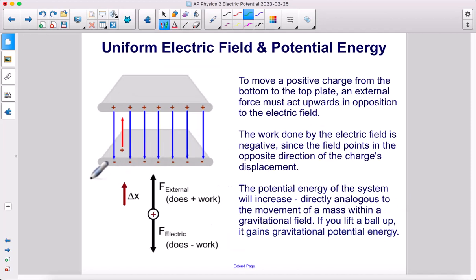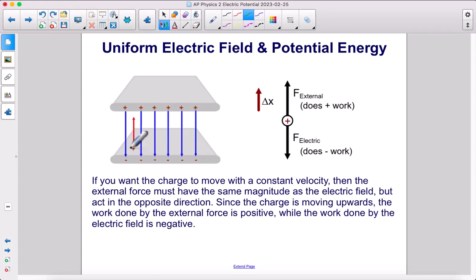To move a positive charge from the bottom to the top plate, an external force must act upwards in opposition to the electric field. The work done by the electric field is negative, since the field points down but the displacement is up. The potential energy of the system will increase, directly analogous to the movement of a mass within a gravitational field. If you lift a ball up away from Earth, it gains gravitational potential energy.